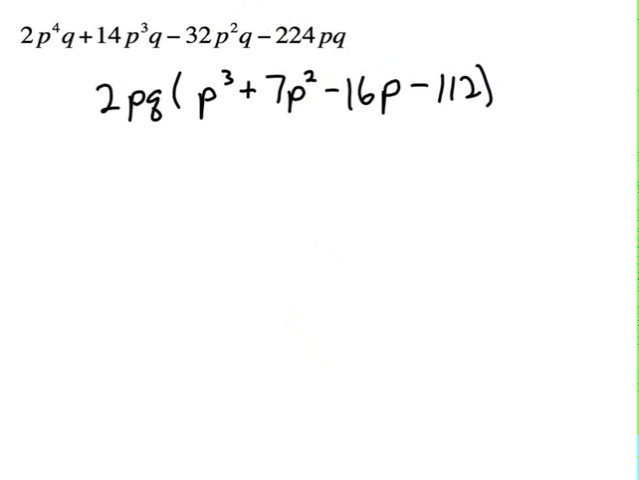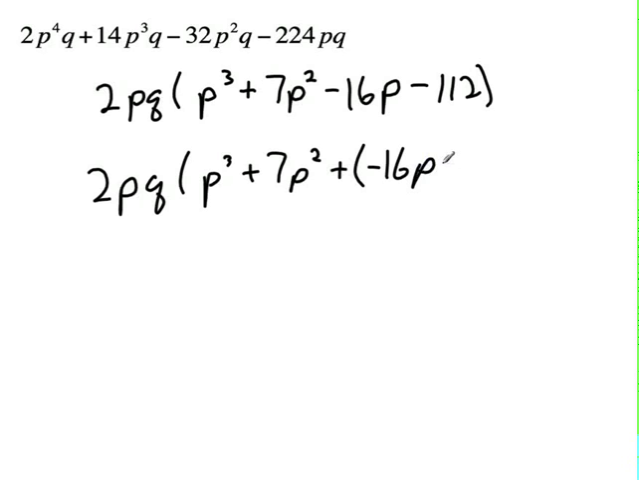Now I'm going to factor by grouping. So I'm going to group these guys together and these guys together. But remember, if I do this, that's going to screw things up because the negative is going to get distributed, and we don't want that to happen. So I am going to rewrite it. So we have 2pq, p cubed plus 7p squared. Now I'm going to go plus negative 16p minus 112.